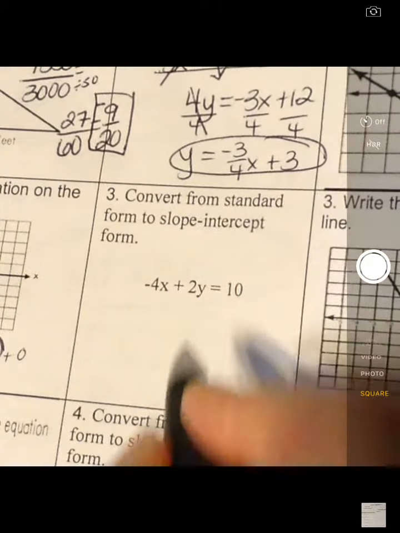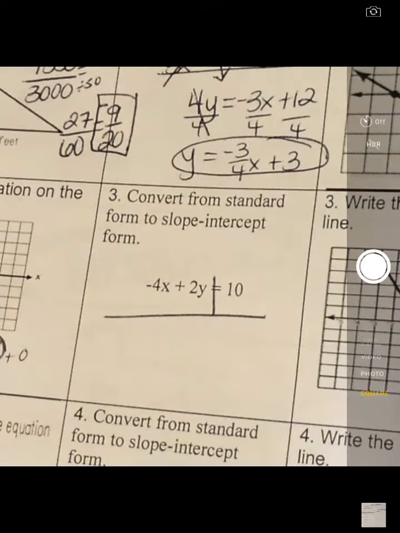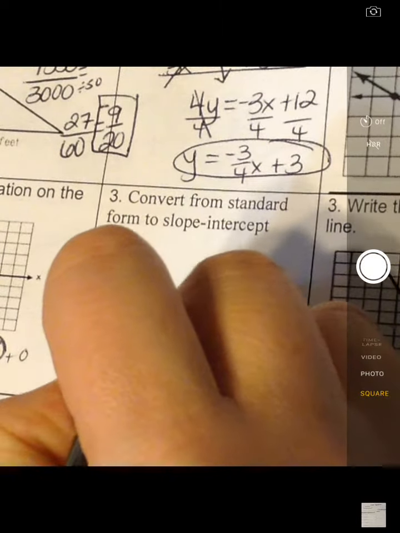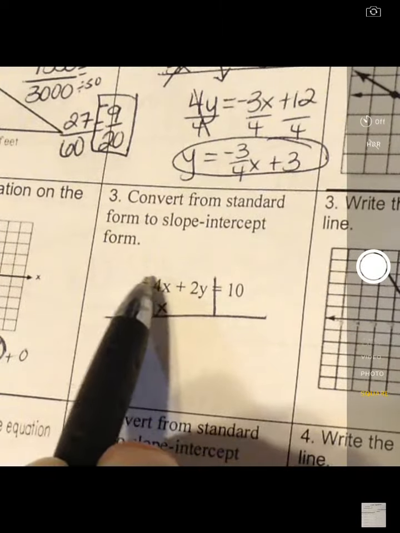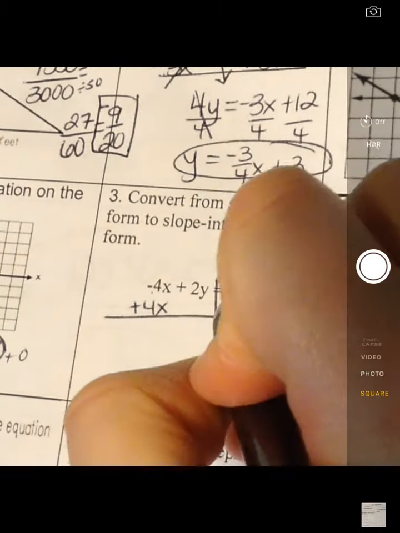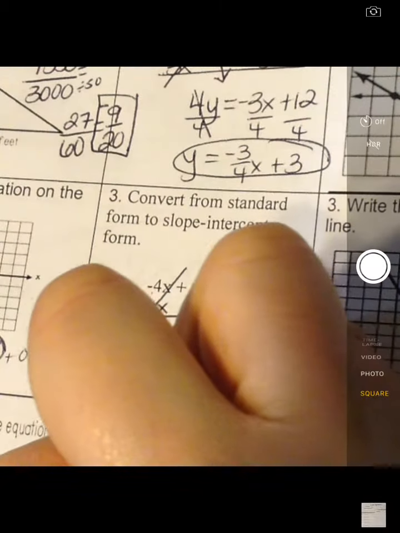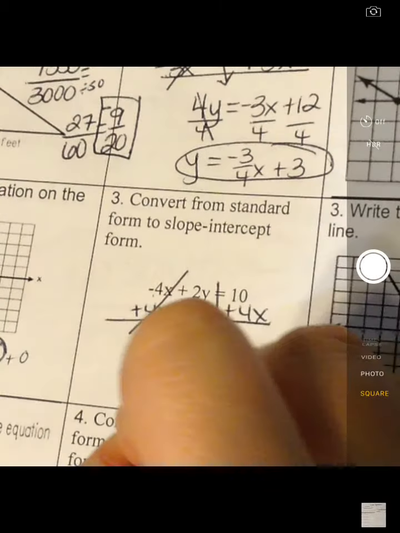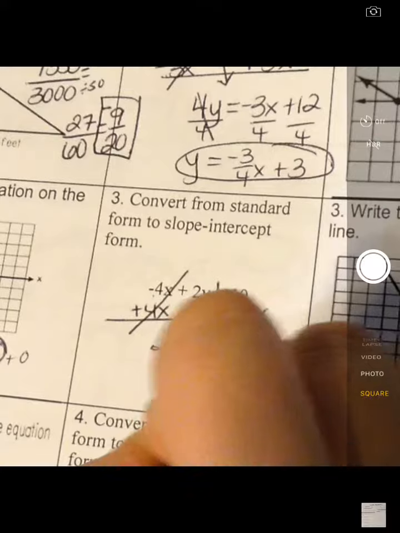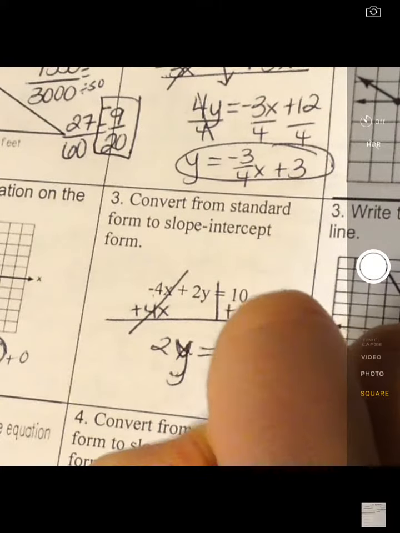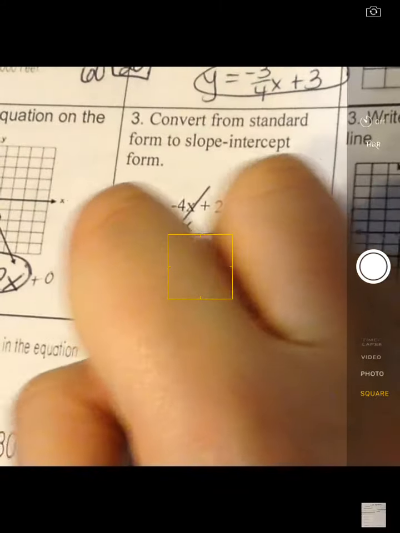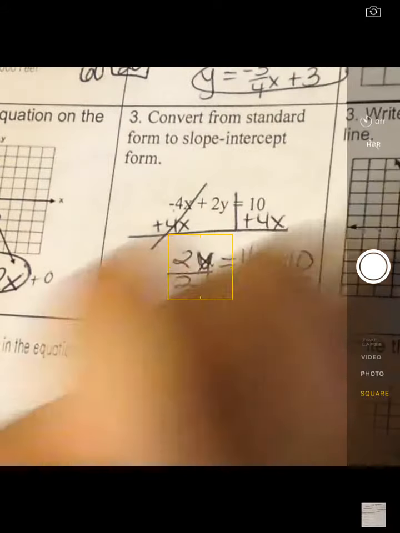Keep going, we're doing the same thing. I need to get y alone. So now we're going to add 4x because the inverse would be a positive for the negative. That would cancel and equal 0. So I'd be left with 2y equals 4x plus 10. Divide 2 all the way through.